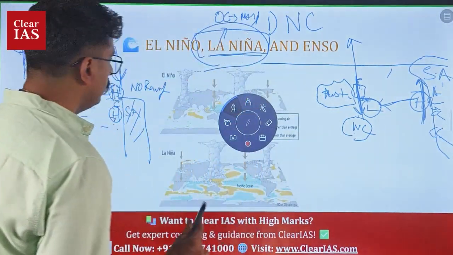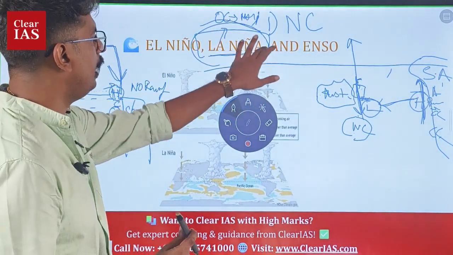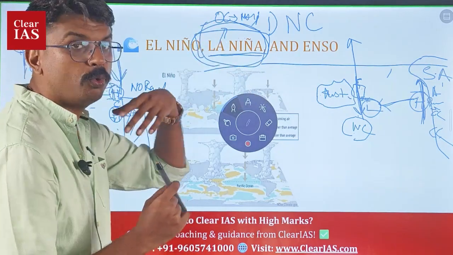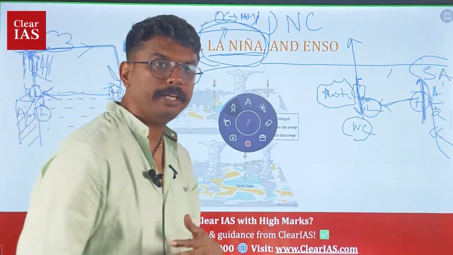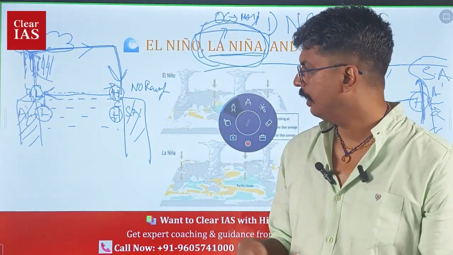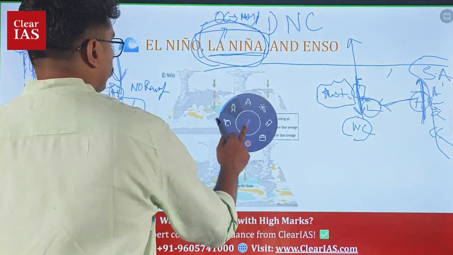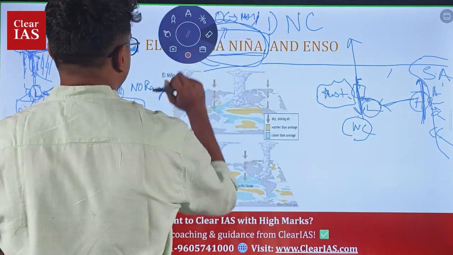Okay. So La Nina, all of you understood? La Nina is normal condition, more powerful. Where would be rainfall? Australia. Lovely. Now I'm going to draw El Nino.